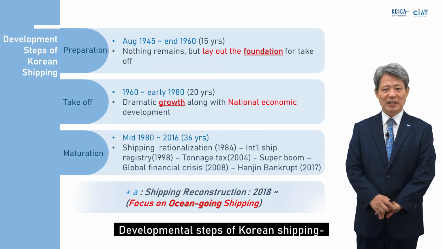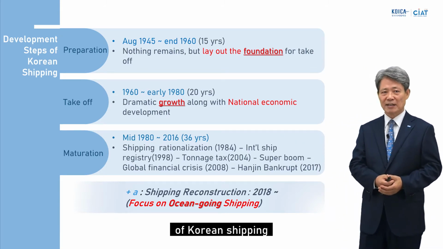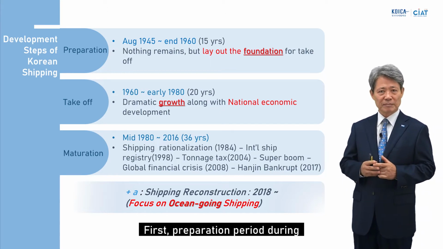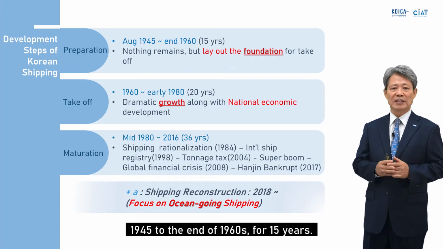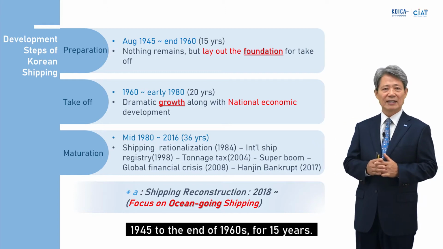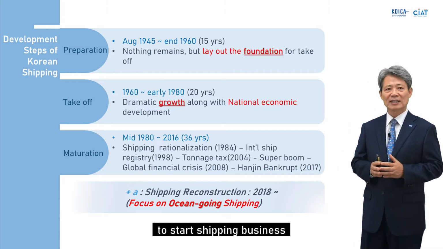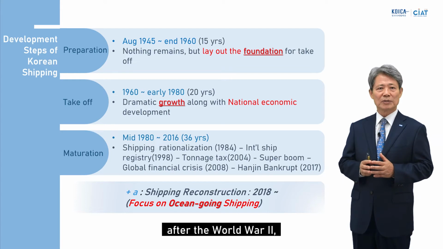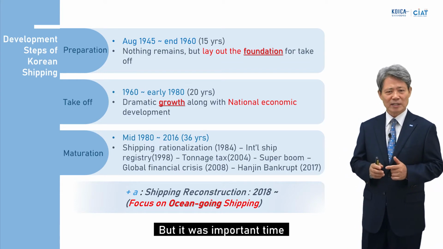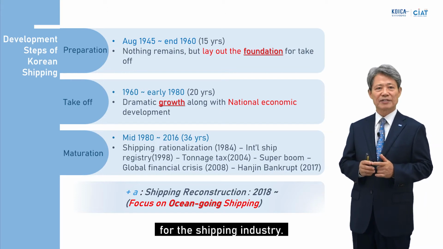Development steps of Korean shipping. I divide the development of Korean shipping into three different periods. First, the preparation period from 1945 to the end of the 1960s, for 15 years. Nothing remained in the Korean Peninsula to start a shipping business after World War II and the Japanese control period. But it was an important time to lay out the foundation for the shipping industry.